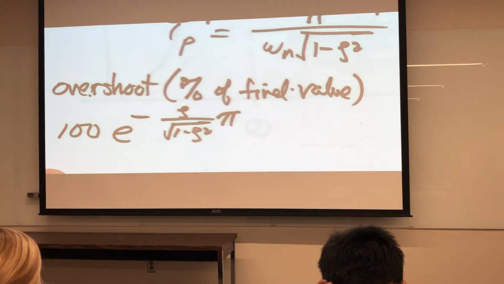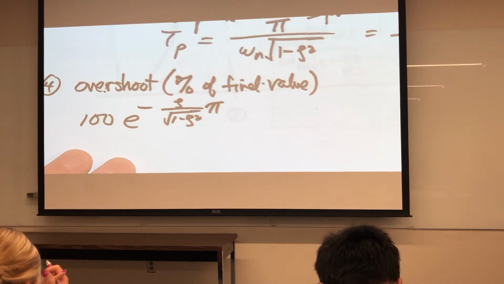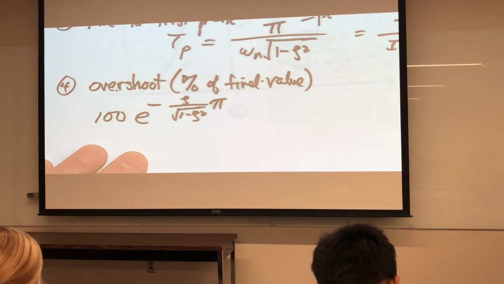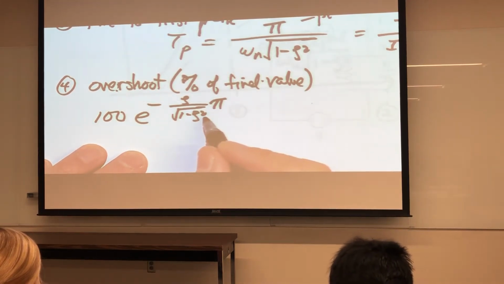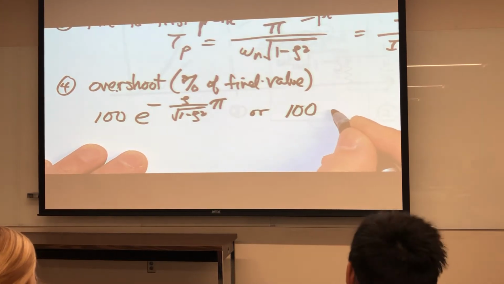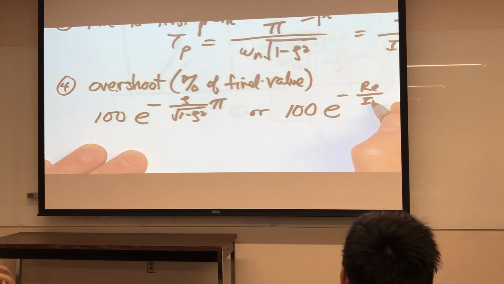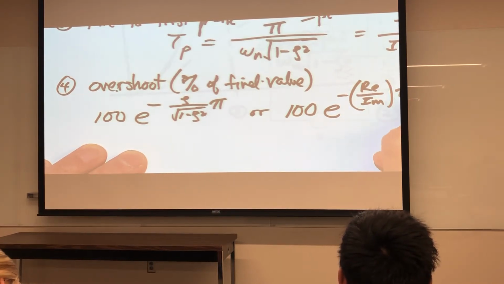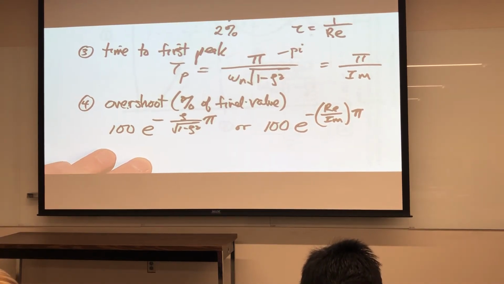So this is the formula that the books typically give. I recognize that I could put an omega n right here on top and an omega n on the bottom, and then I suddenly realize this is the same thing as 100 e to the minus the real part divided by the imaginary part times pi. Okay, so that's the formula I tend to work with.